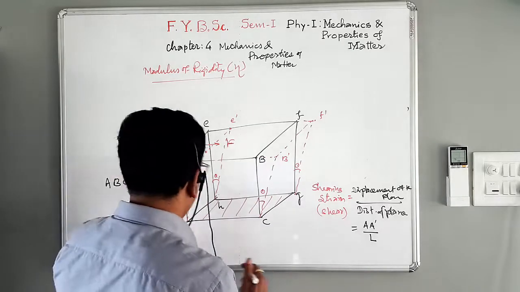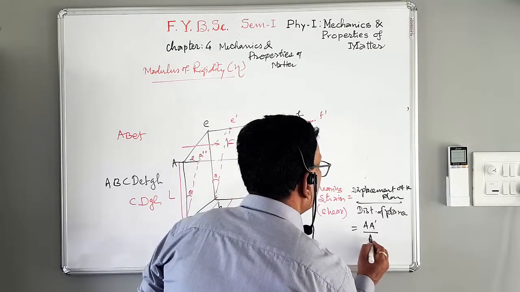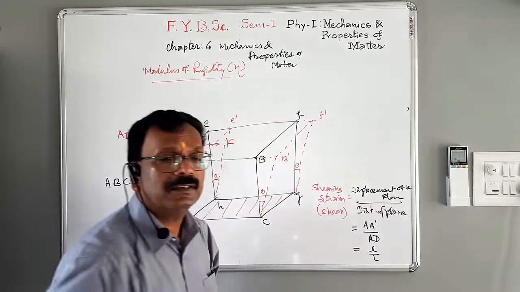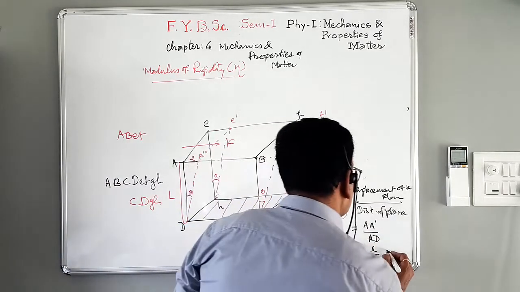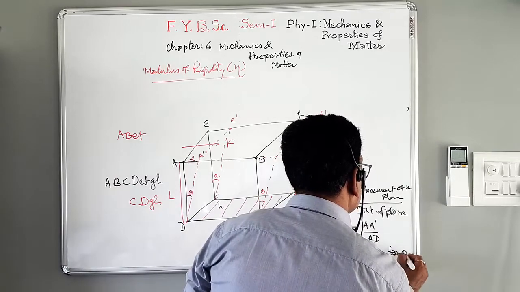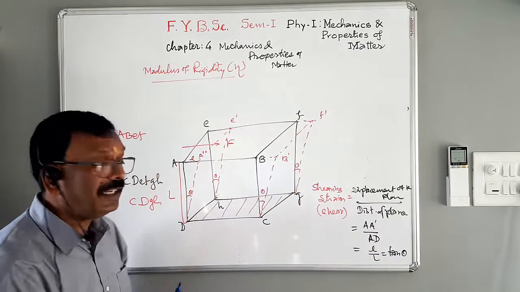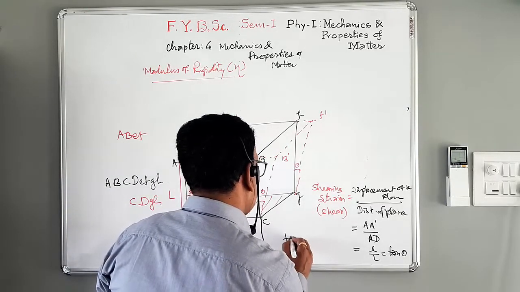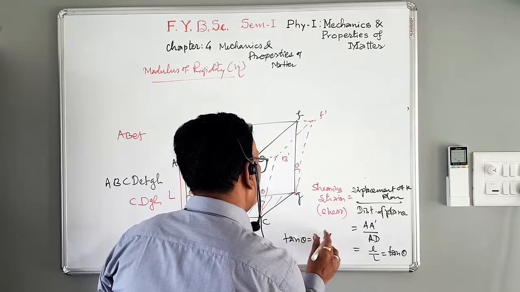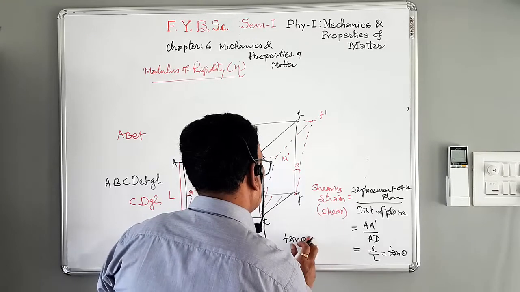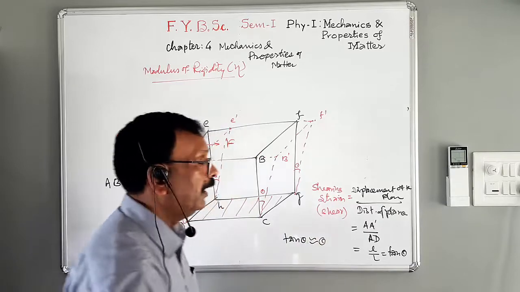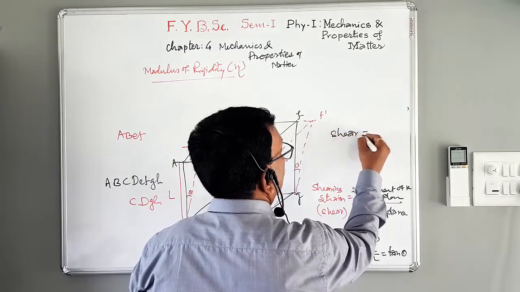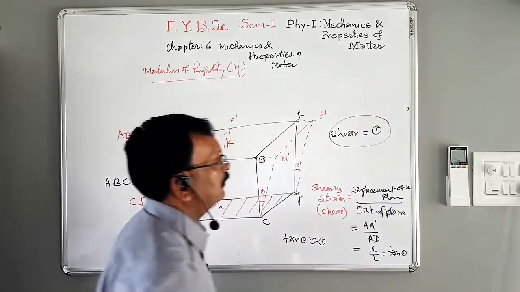and the change in length is AD. Suppose AD is the length. Therefore here we can write, and this is nothing but tan theta. As theta is very small, tan theta is approximately equal to theta, and therefore shearing strain or shear is simply theta.